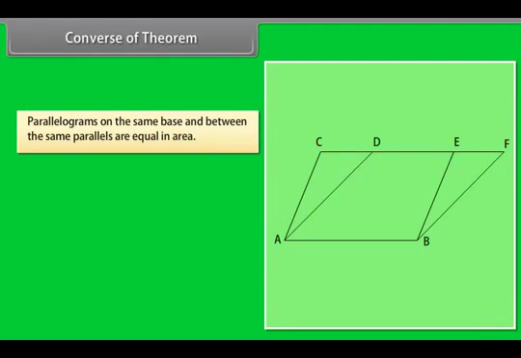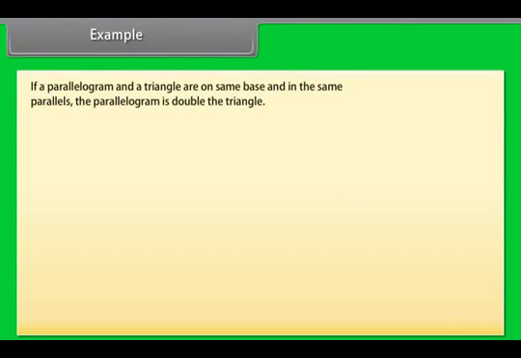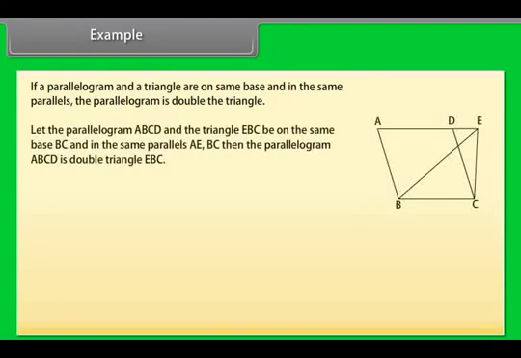The converse of this theorem is also true, which says that parallelograms on the same base or equal bases and having equal area are between the same parallels. Example. Let's prove an example now. If a parallelogram and a triangle are on same base and in the same parallels, the parallelogram is double the triangle. Let the parallelogram ABCD and the triangle EBC be on the same base BC and in the same parallels AE and BC, then the parallelogram ABCD is double the triangle EBC.